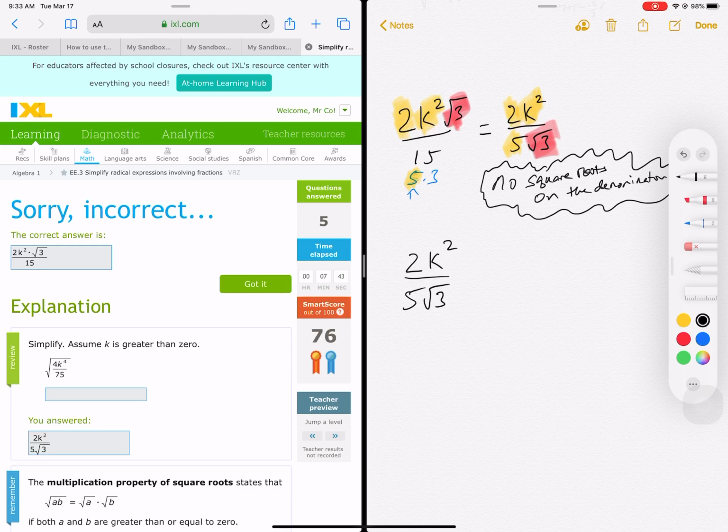So let's talk about it. What do I need to get that 3 out of the square root? Well, don't square roots take out pairs? So do I have a pair of 3's inside the square root? I don't. I don't have that pair. If we had a 3 here, we'd be golden. But we don't have a 3.